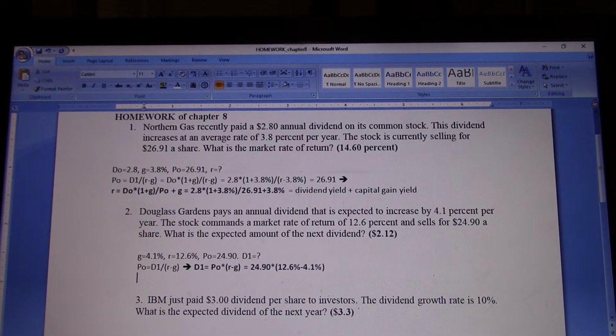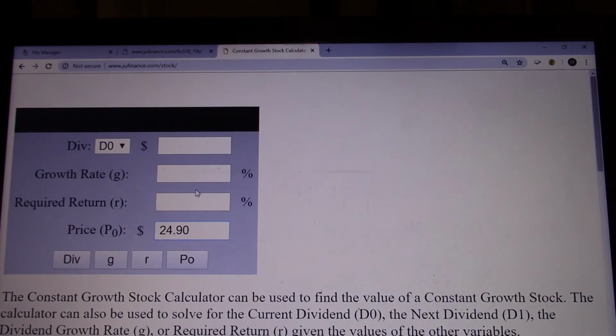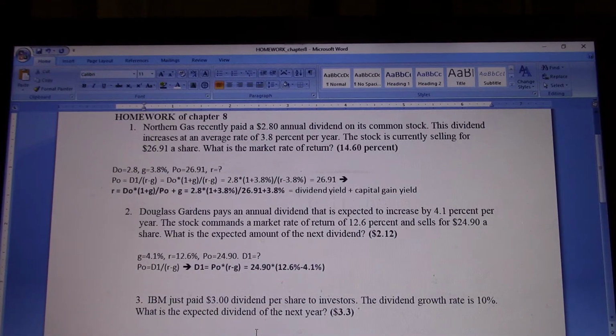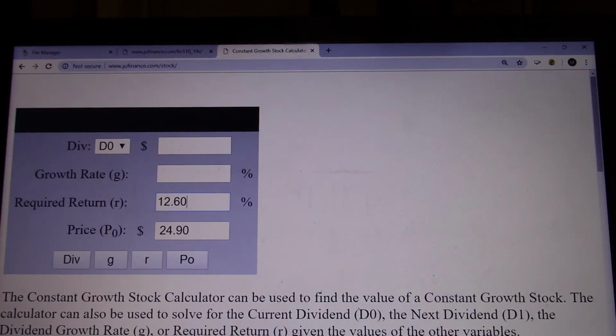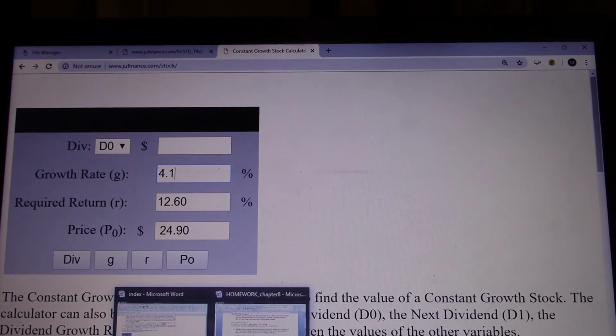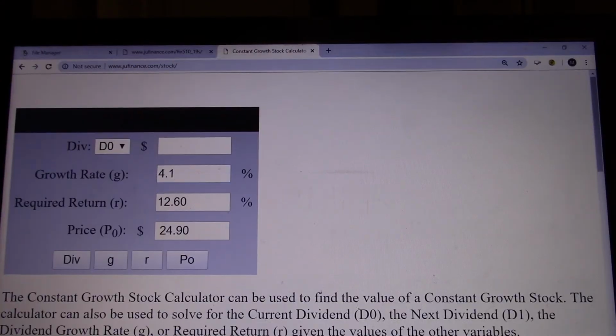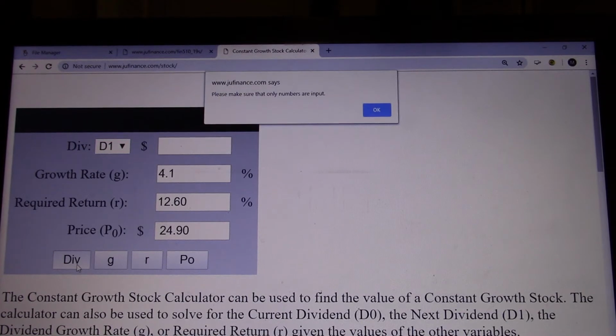R is 12.60%, and the G is 4.1. This question is asking for D1, so we need to change this to D1 and click on dividend.